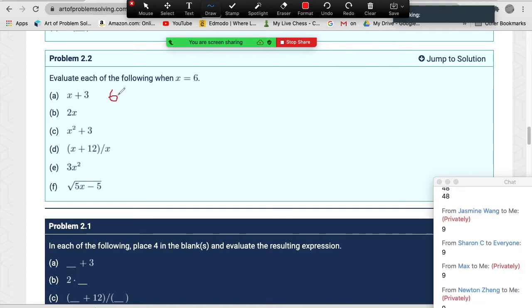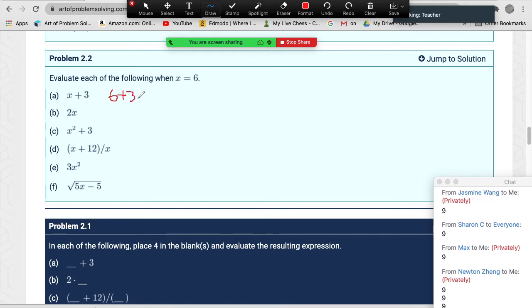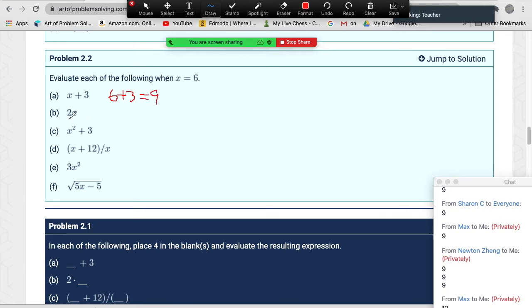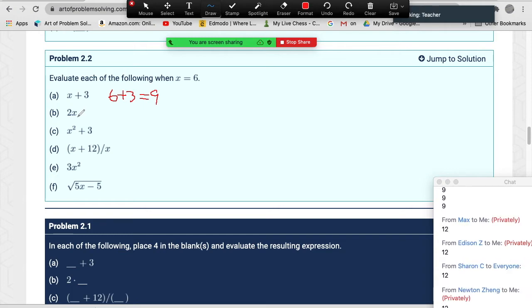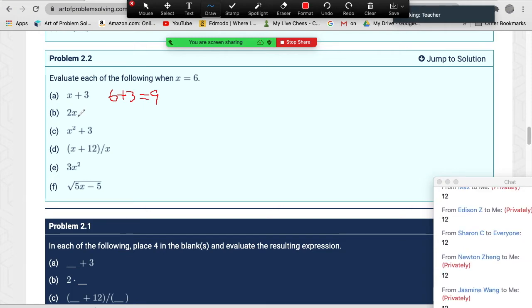That equals 6 plus 3. Newton also got it correct. Got a 9. Then B. 2 times 6. Okay, Max is correct. Edison is correct. Sharon is correct. Newton is correct. Jasmine is correct. Yes, this one is very easy. 2 times 6. You got a 12.